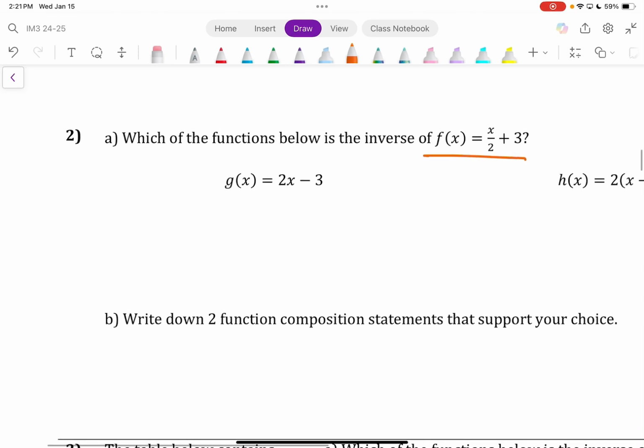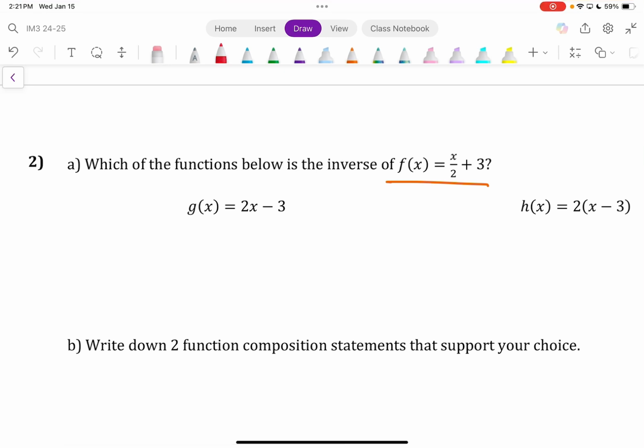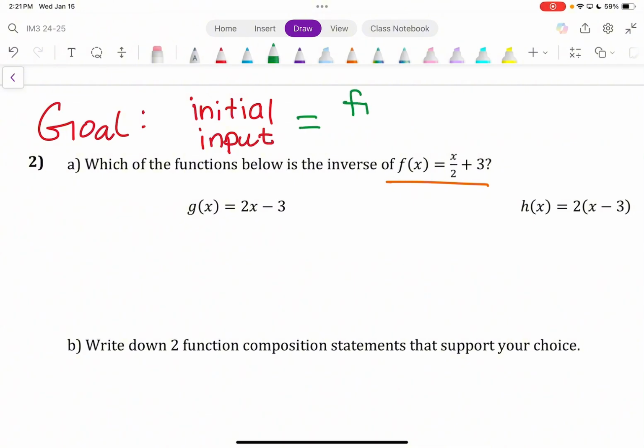All right. Now, actually, before we move on, I want you to write the following on top. I want you to write the goal so we don't forget what the goal is. The goal is for the initial input to be equal to the final output. That is the goal. When this happens, we have a case of inverse functions. So that's what we're trying to figure out, which of the functions is inverse, well, which of the functions gives you the initial input.